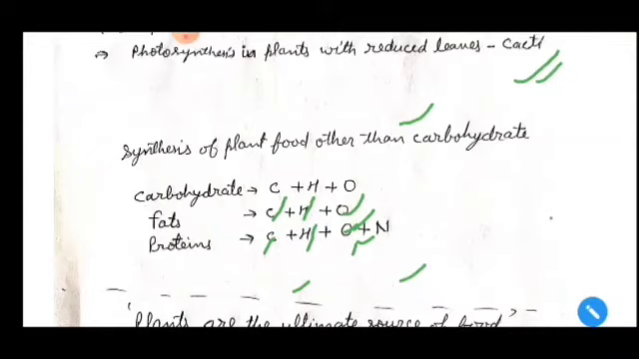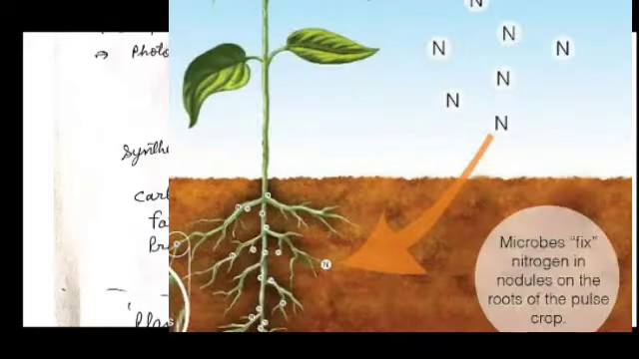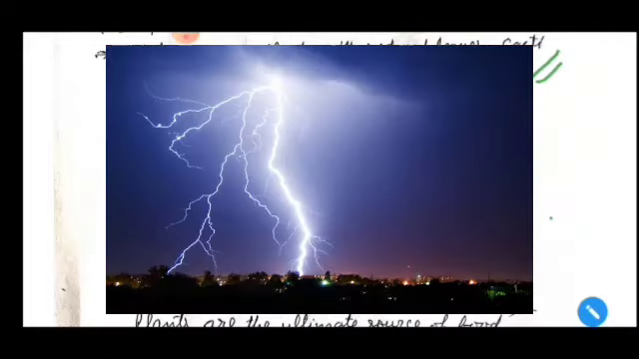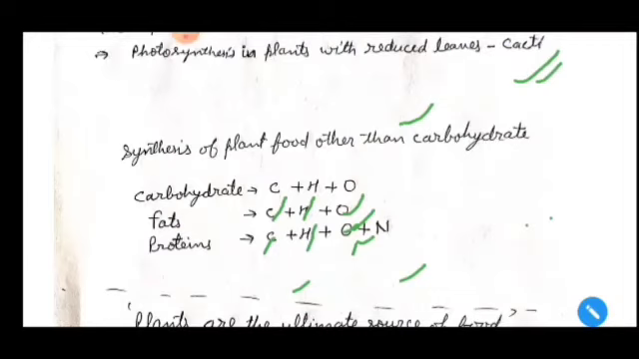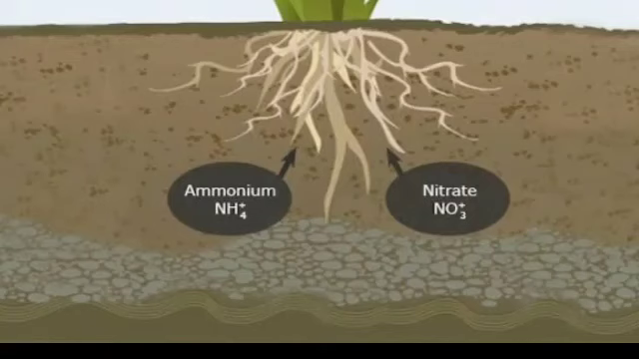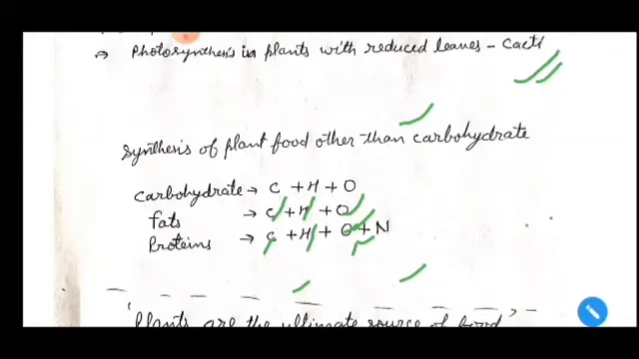The atmospheric nitrogen is converted into water soluble form by some bacteria, that is nitrogen fixing bacteria, and some natural phenomena like lightning, and it is dissolved in the water present in the soil. In dissolved form plants take it through their roots, and it rises into the plants, and plants synthesize protein.